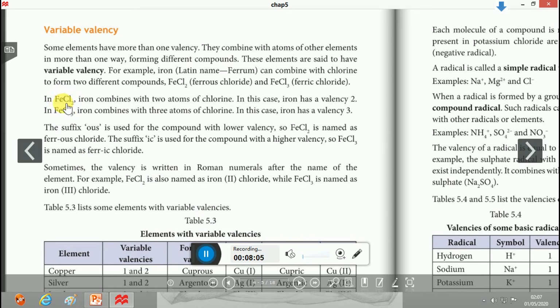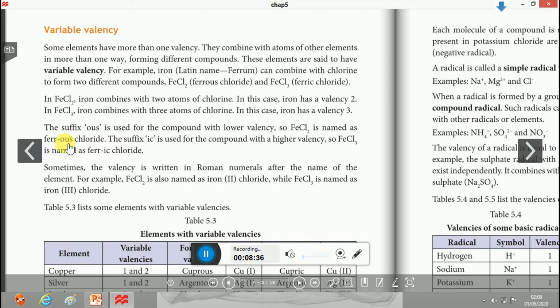FeCl2. Here one atom of iron combined with two atoms of chlorine, so it will be ferrous chloride. In FeCl3, one iron atom combines with three chlorine atoms. Here the valency is 3. In the first case the valency is 2, so it will be ferrous chloride, and this will be ferric chloride.